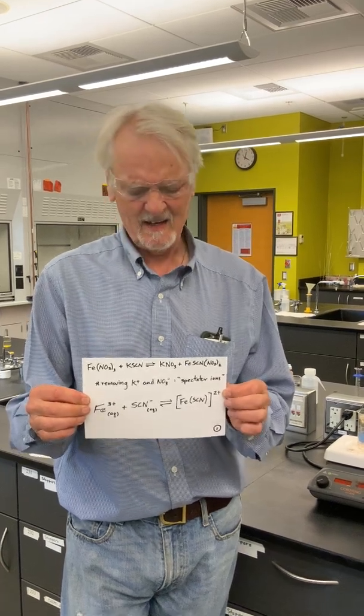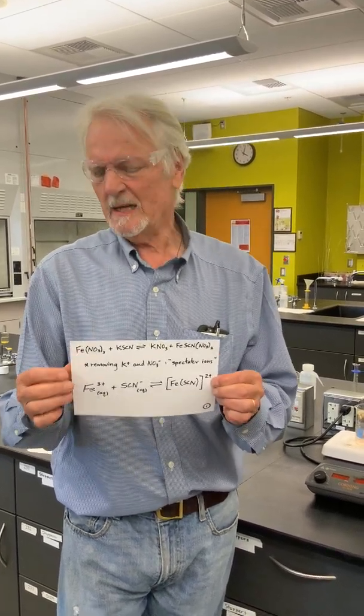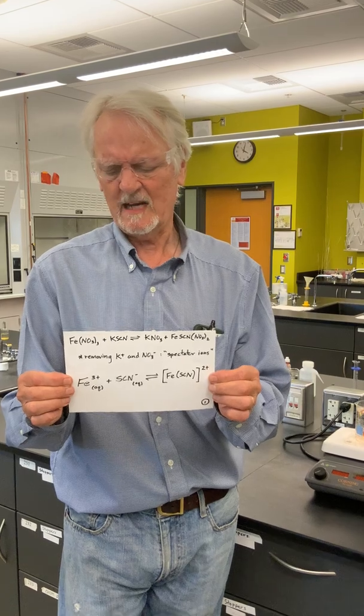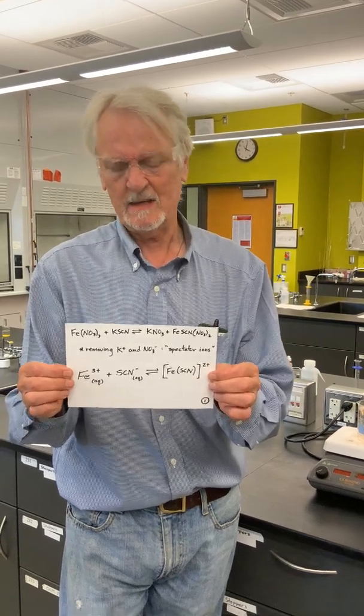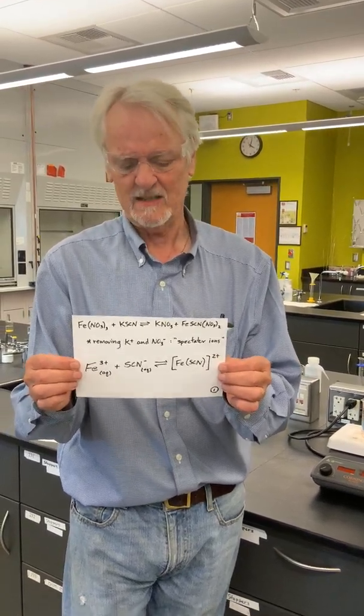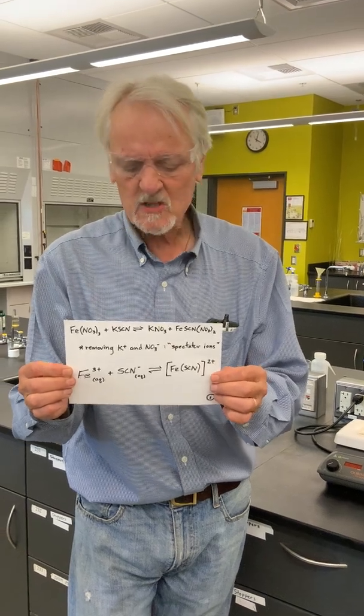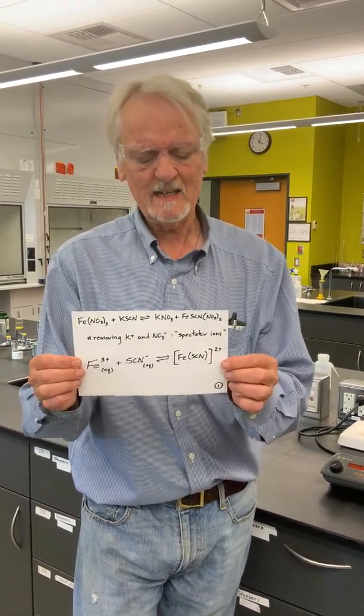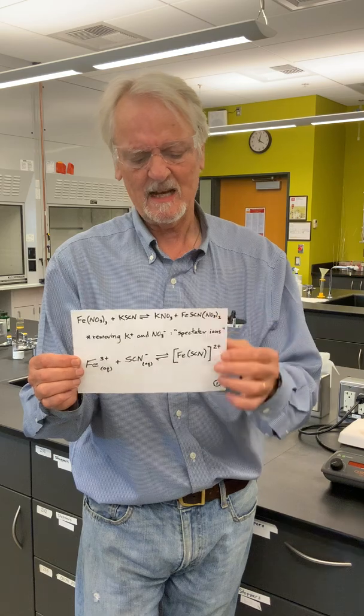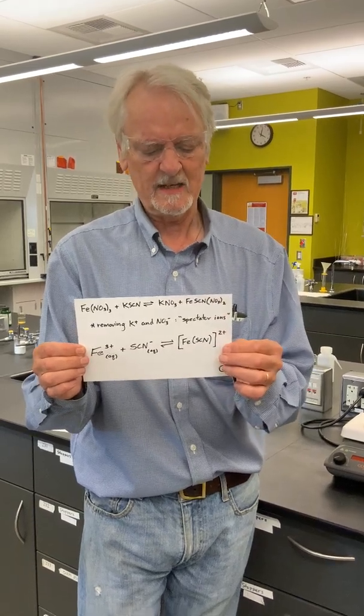Here then the equilibrium chemical reaction between iron 3 nitrate and potassium thiocyanate to produce aqueous solutions of potassium nitrate and this complex ion here, iron thiocyanate.